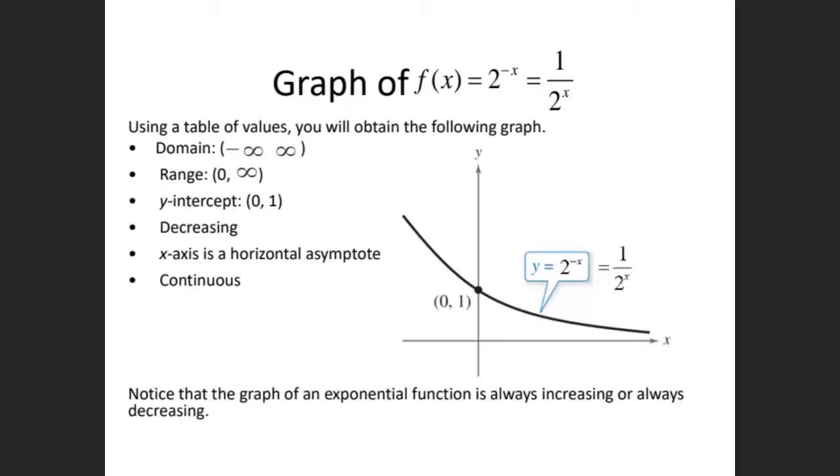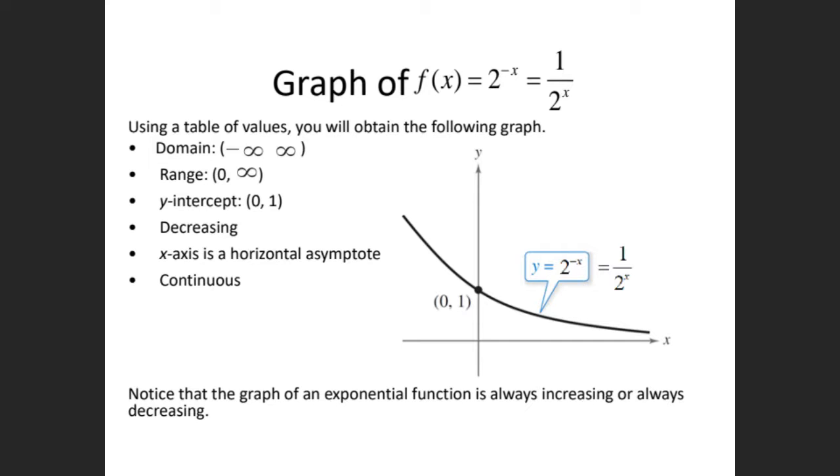When we have negative values, as you saw on our table, we can rewrite 2 to the negative x as 1 over 2 to the x. These two forms of the function are the same thing. One is just in exponent form with a negative exponent, and the other one has a positive exponent. We take the reciprocal of the function and change the sign. So this particular graph has a reflection over the y-axis.